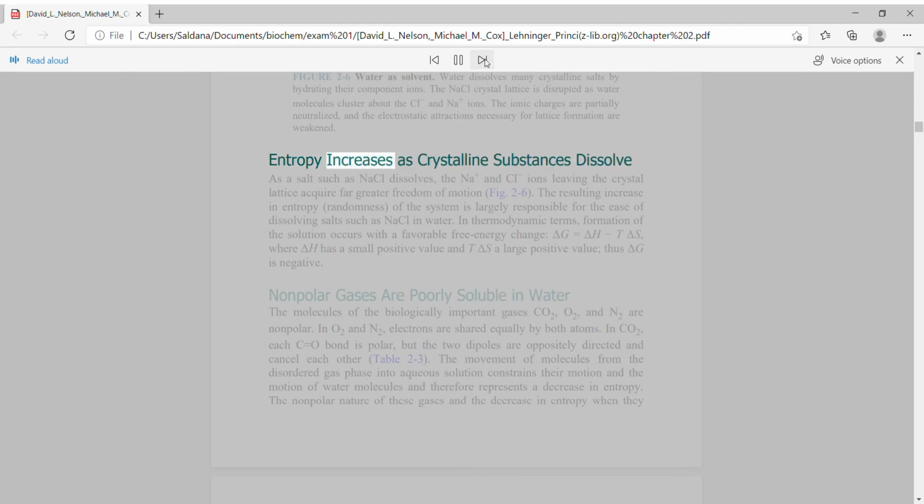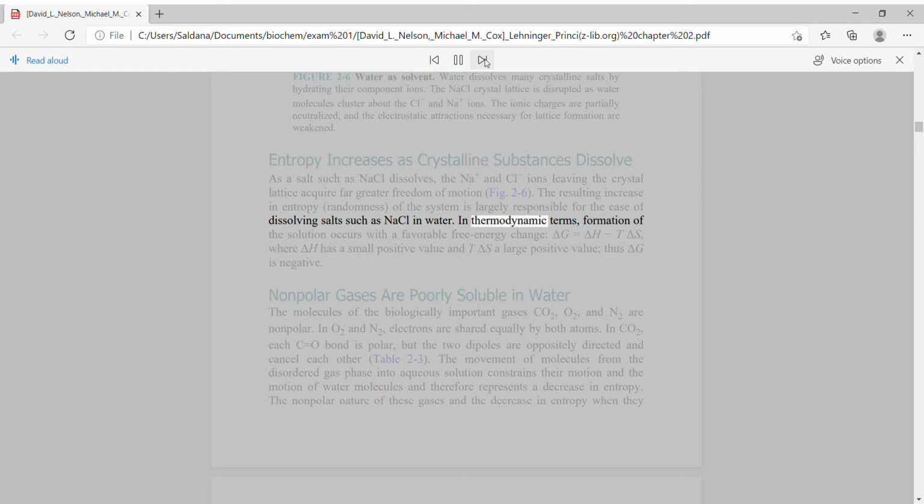Entropy increases as crystalline substances dissolve. As a salt such as NaCl dissolves, the Na+ and Cl- ions leaving the crystal lattice acquire far greater freedom of motion, Fig. 2-6. The resulting increase in entropy, randomness, of the system is largely responsible for the ease of dissolving salts such as NaCl in water.